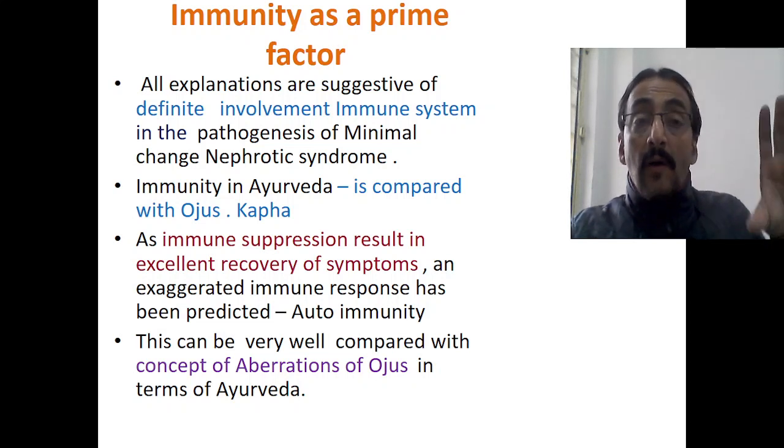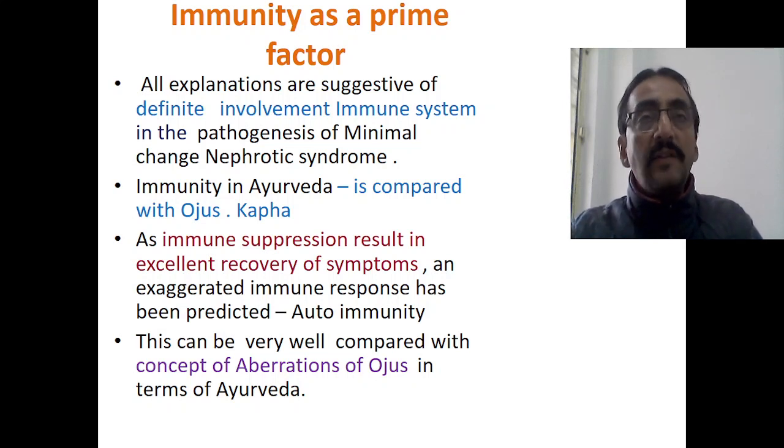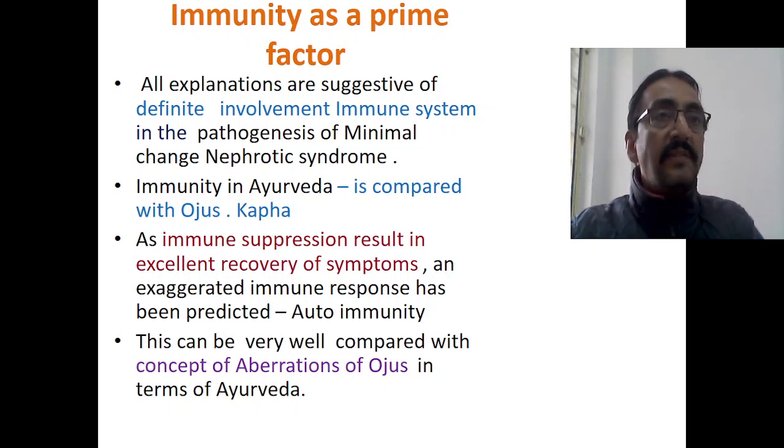Anyway, all the explanations suggest a definite involvement of the immune system. There is immune system involvement, and of course it is hyperexcited in the pathogenesis of minimal change nephrotic syndrome. Now, when we talk about immunity in Ayurveda, two things are considered: one is Ojas and another one is Kapha. Kapha is present in each and every cell of the body.